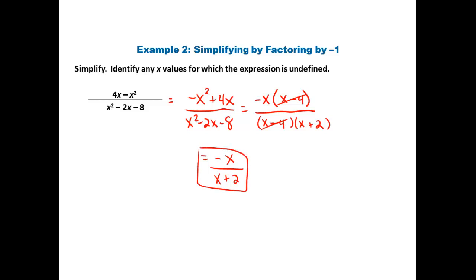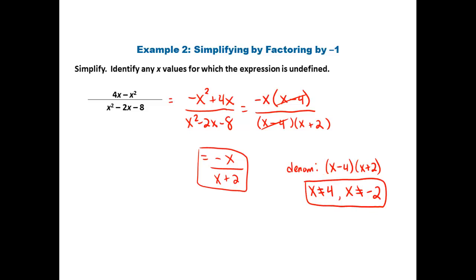Now what we want to do is find the x values that will give us undefined. So we're going to look at the denominator again. We have x minus 4, x plus 2. So x cannot equal 4, and x cannot equal negative 2. So that's just simplifying rational expressions.